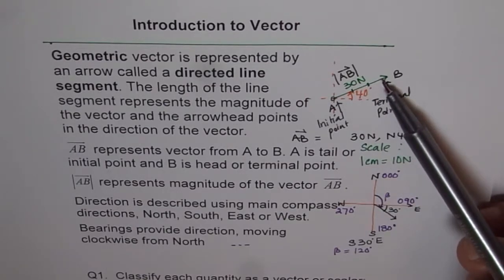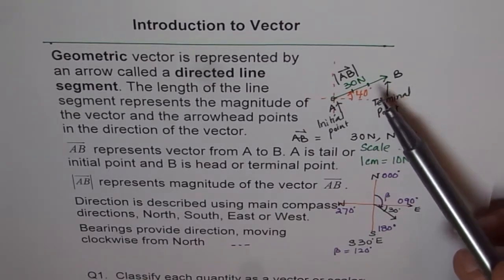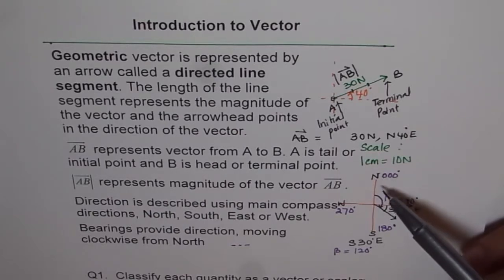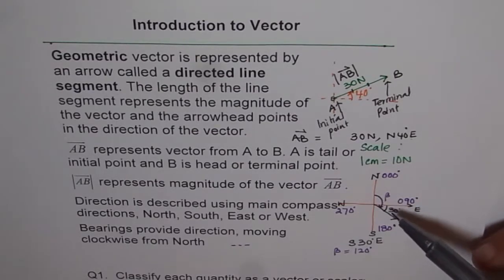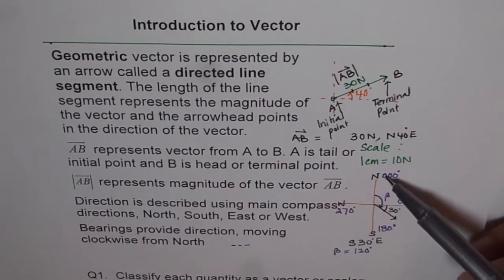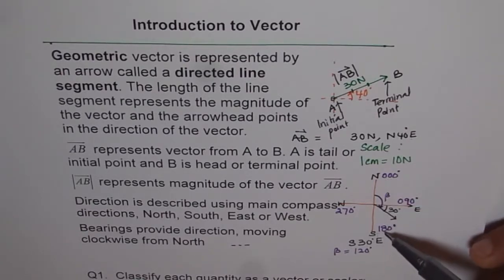And directions can be given in 2 different ways for the time being. One is using the compass, directions east, west, north, south, and how much off it is from east or from west or whichever. Or we can give direction with the help of bearings. And the bearing angle is always measured from north going clockwise. And the bearing of north is always 0, 0, 0. And the bearing of south is 180 degrees, correct? So that is the gist of geometric vectors.